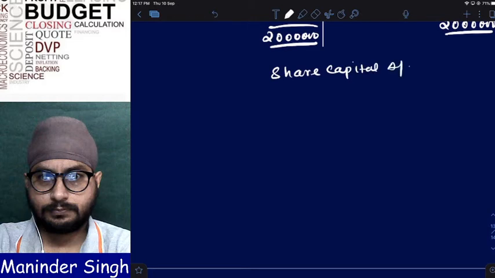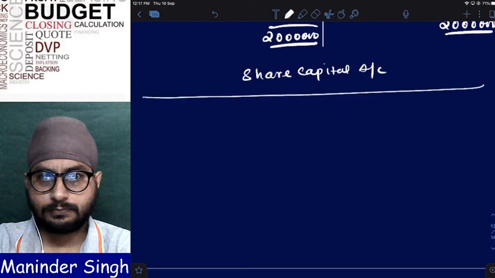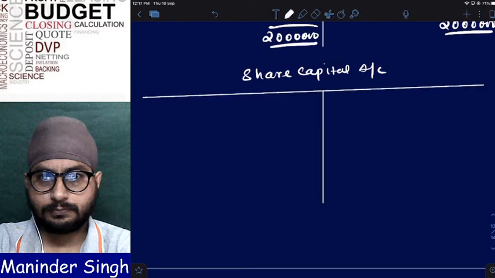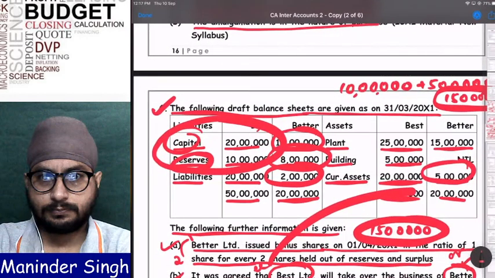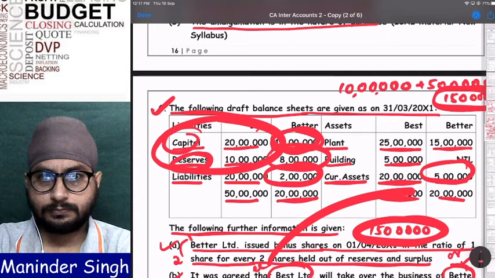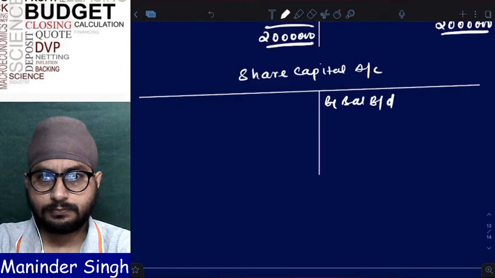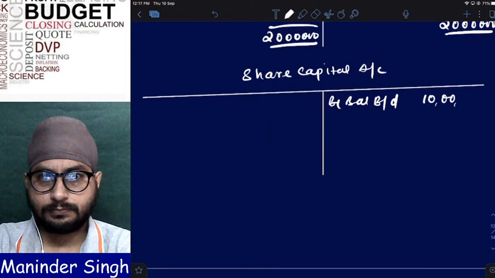Share capital account. Listen very carefully. Share capital will have which balance? Credit balance. So, by balance brought down. How much is the old capital? 10 lakhs. Correct or not? Better Limited, so by 10 lakhs. Opening balance is 10 lakhs.